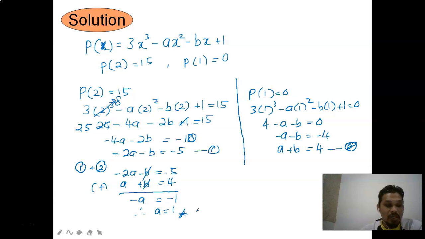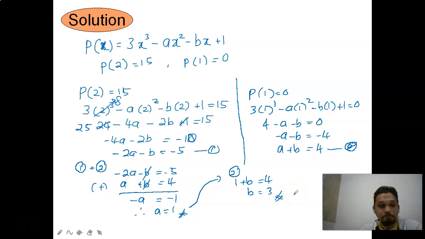And substitute a equal to 1 into equation 1 or equation 2. I prefer equation 2 because it's the simplest one. a plus b equal to 4. So substitute this into equation 2. So 1 plus b equal to 4. Then b equal to 3. There you go. So the value of a equal to 1 and b equal to 3.